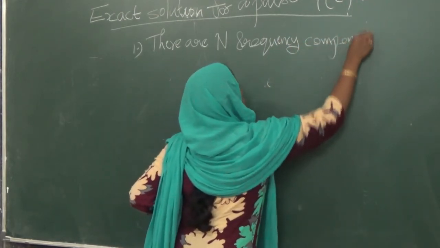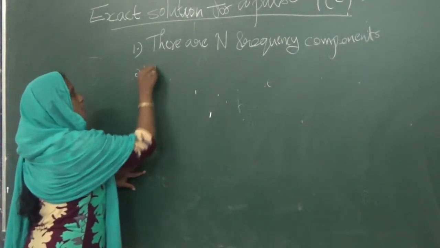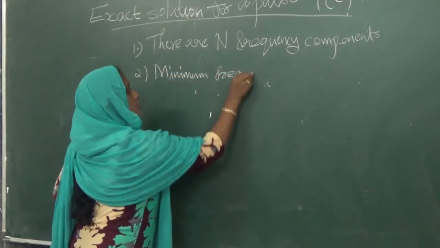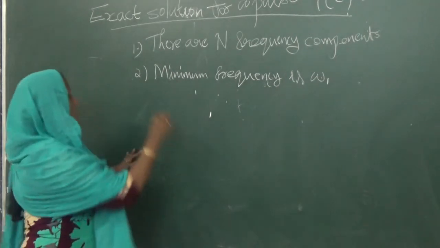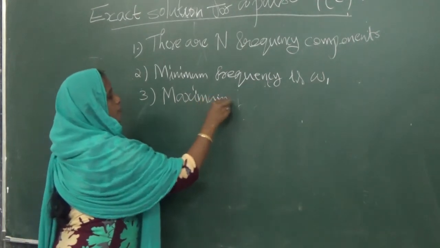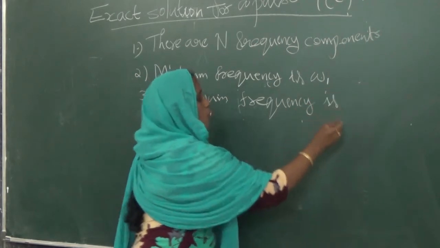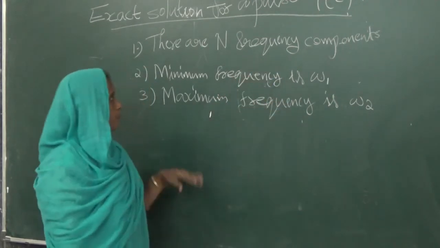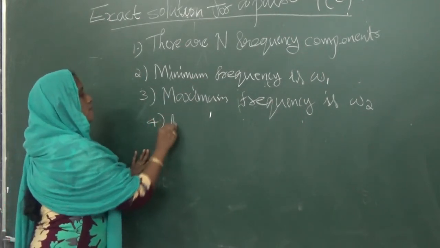N frequencies of oscillation. The minimum frequency is omega 1 and the maximum frequency is omega 2. All these things we already discussed, and these n frequency components have n oscillations.